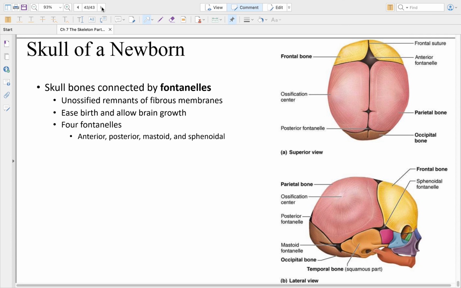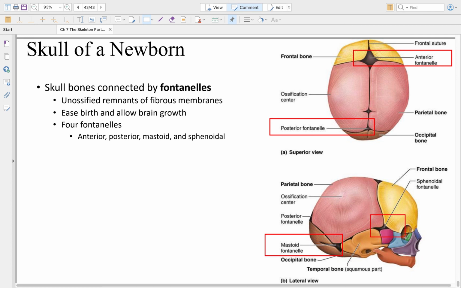And we have 4 fontanelles as a newborn. The anterior fontanelle. Posterior fontanelle, and that's going to be between the 2 parietal bones and the occipital bone. The mastoid fontanelle, right behind the temporal bone and between the temporal, occipital, and parietal bone. And then the sphenoid fontanelle.